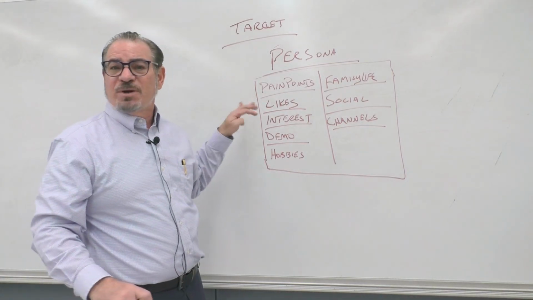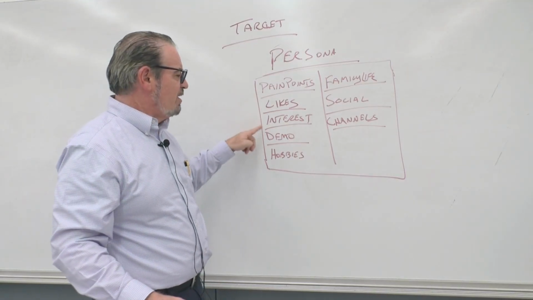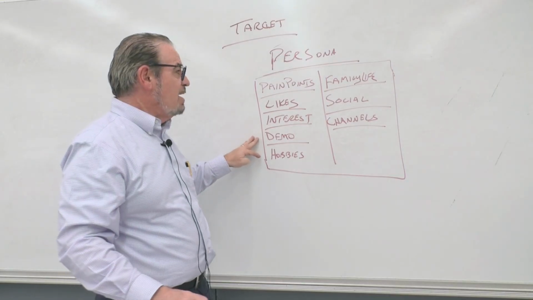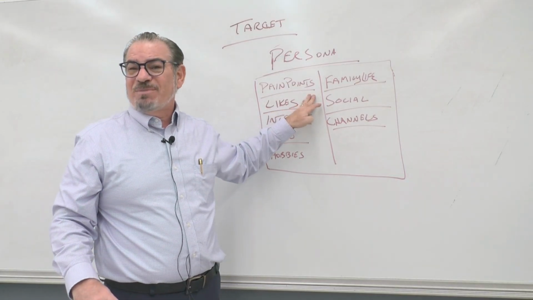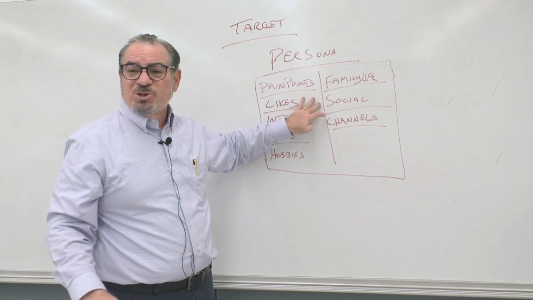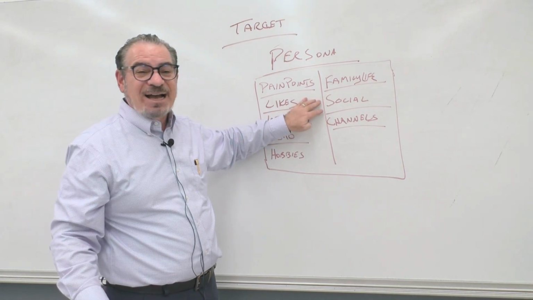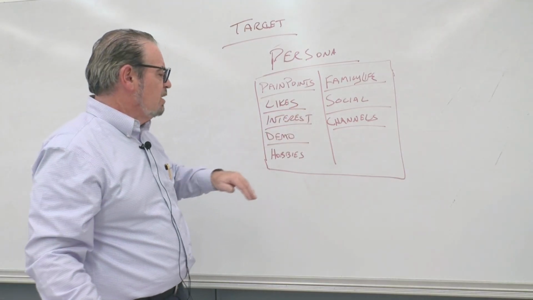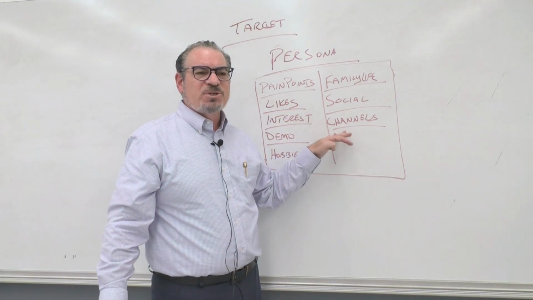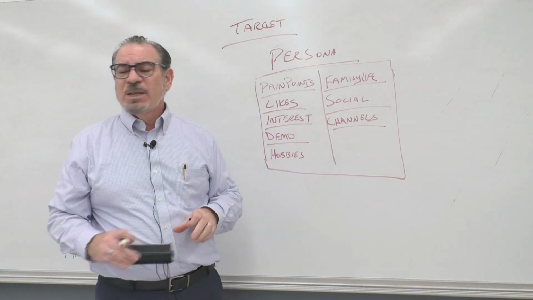What are their likes? What are their dislikes? What are their interests? What's the demographic? How old are they? How much money do they make? What's their family life? Are they married? Are they divorced? What's their social life like? Are they out there? Are they active? Do they go on vacations? Do they have any hobbies? Do they have social media channels? And if so, what channels are they on?